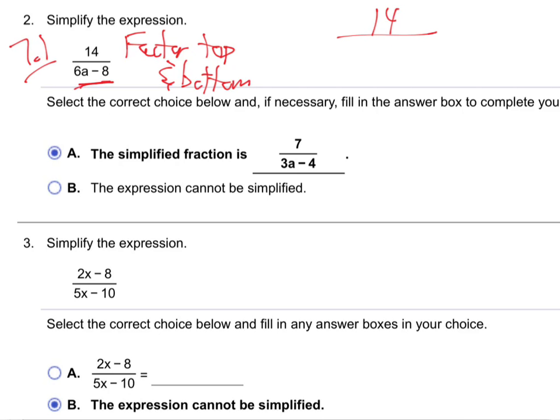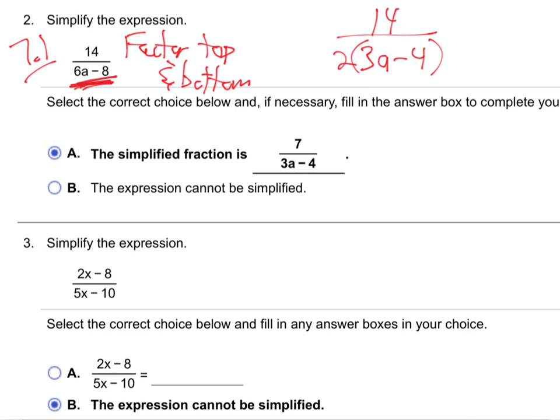First step is always GCF. What can I take out? What do they have in common? 2. What does that leave? 3a minus 4. We good so far? So see how it's all about factoring? Everything begins with factoring, basically. So you just take out the GCF. That's correct, isn't it? Because if you multiplied that, it would go right back to 6a minus 8.